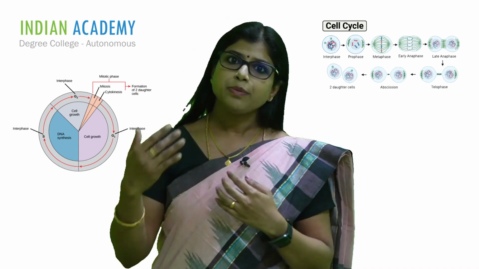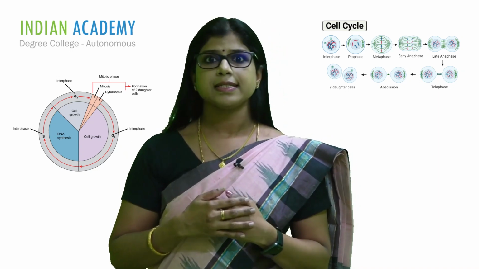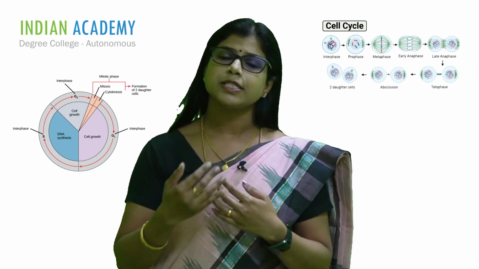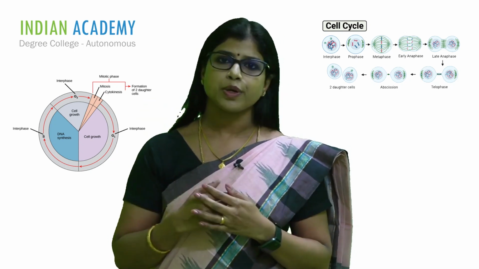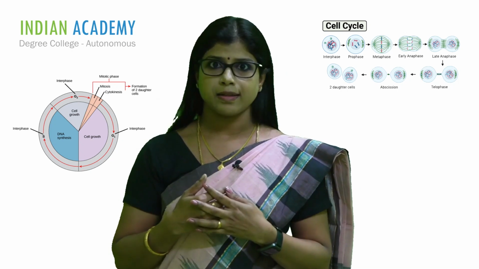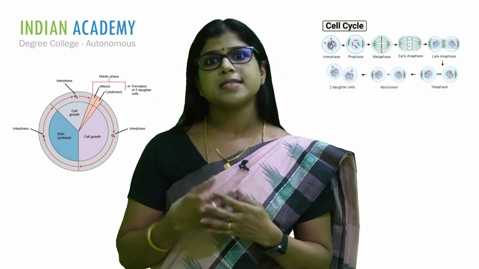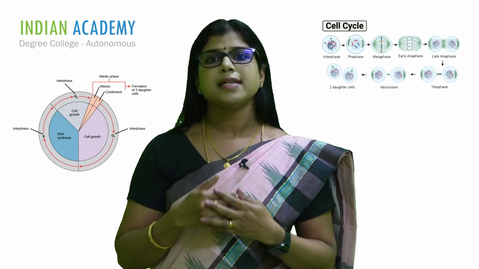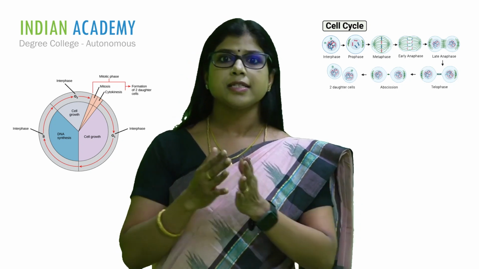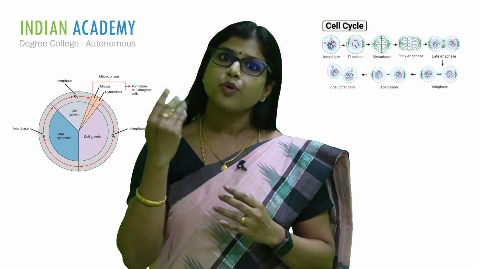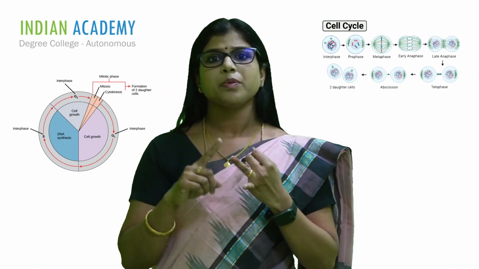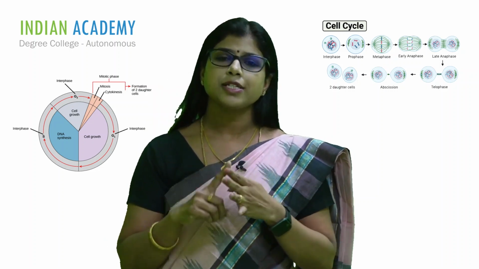Coming to the second major step of the cell cycle is the mitotic phase after the G2 phase. During the mitotic phase, there are two major processes which are taking place within the cell: karyokinesis, that is the division of the nucleus, and cytokinesis, that is the division of the cytoplasm. Mitosis consists of four stages: prophase, metaphase, anaphase and telophase.